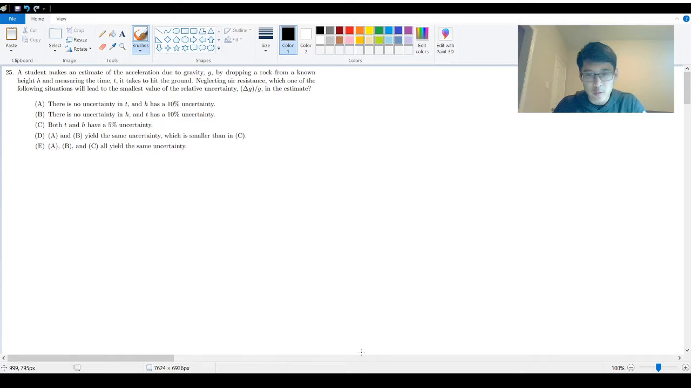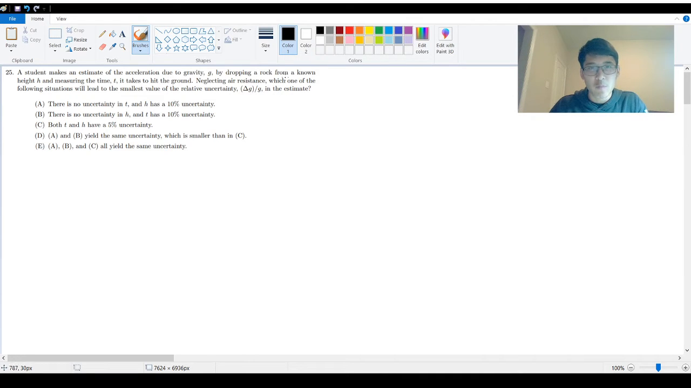Hey everyone, welcome back, and we're now on to question 25 in the FICOS-MA 2019 B test. Last question. A student makes an estimate of the acceleration due to gravity g by dropping a rock from a known height h and measuring the time t it takes to hit the ground. Neglecting air resistance, which one of the following situations will lead to the smallest value of the relative uncertainty, delta g over g, in the estimate?